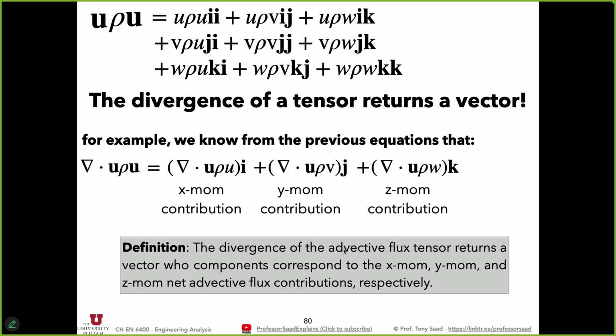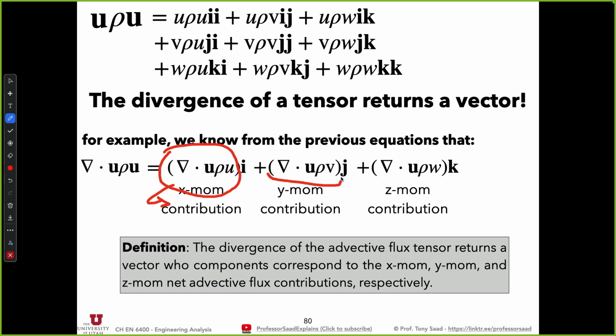The first component, the first entry in that vector is going to be this guy here, right? And that makes it into the x momentum equation. The second entry in that vector is this guy, and that makes it into the y momentum equation. This is the net advective flux of the y momentum component. And finally, this is the net advective flux of the z momentum, and this makes it into the z momentum equation. Now, this is enforced by the idea that this has a k, this means it goes into z momentum, this has a j, goes into y momentum, this has an i, goes into x momentum, okay?